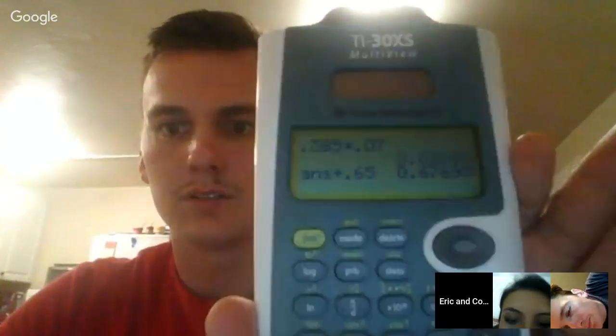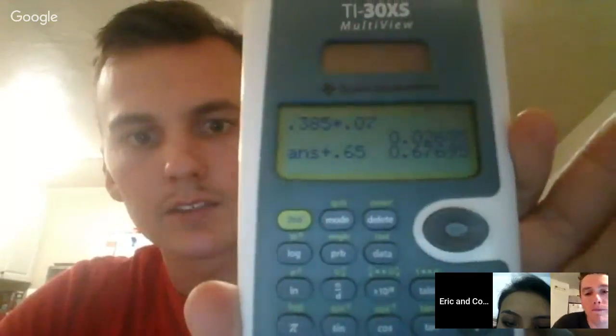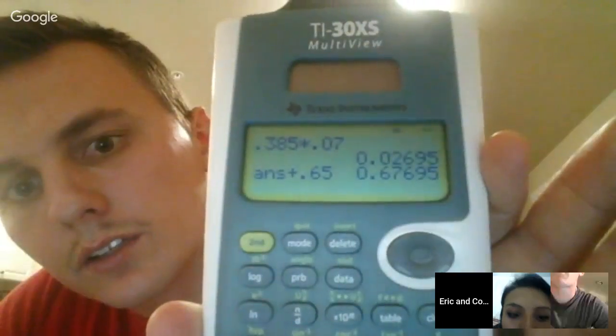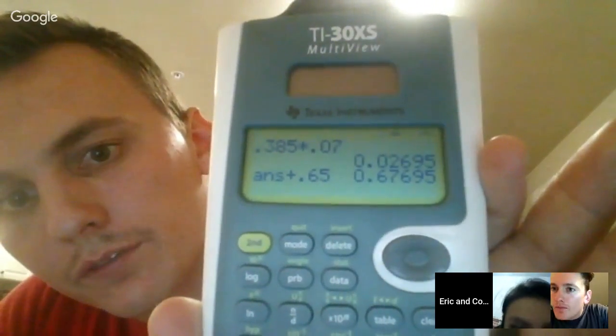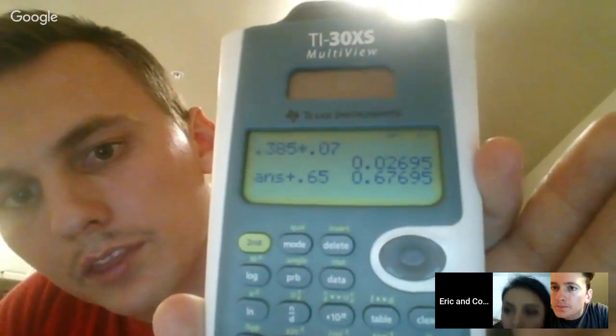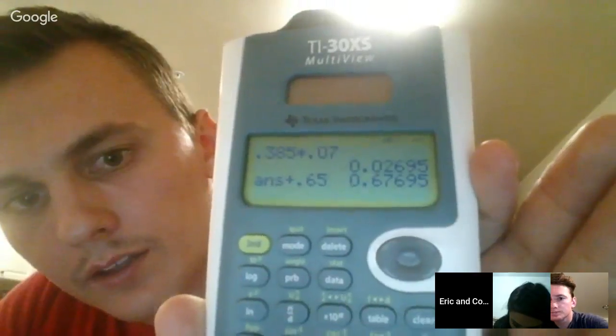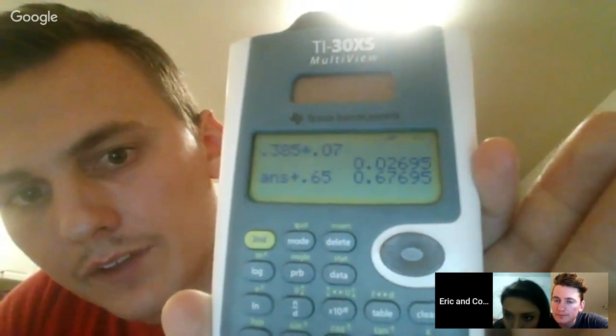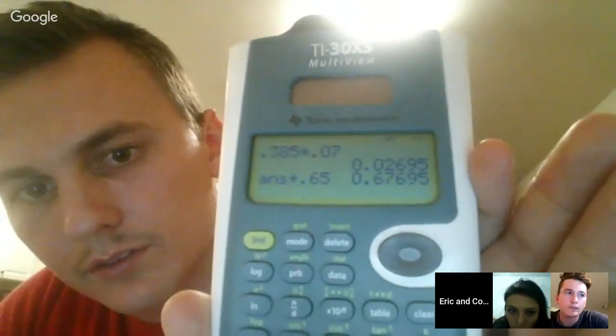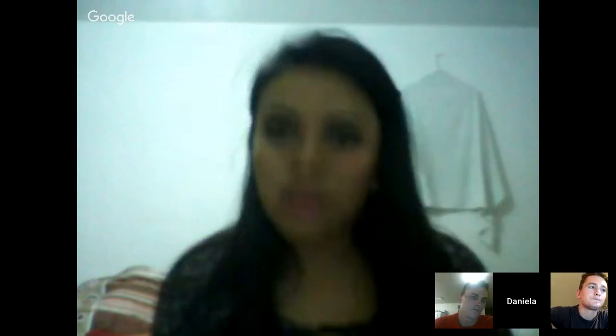Can you see my calculator? Hold on, let me make sure. Can you see that? Yeah. Okay. So that's what you're looking at. The first one is 0.385 times 0.07. And after that you add 0.65. Okay, yeah. So then the answer for 17 is 0.677. Thank you.